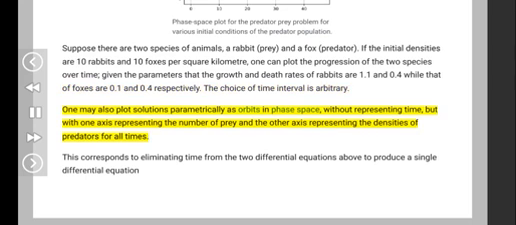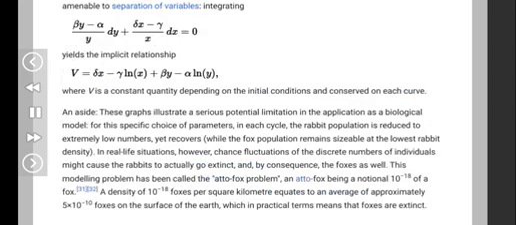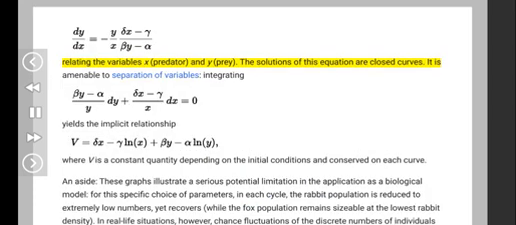One may also plot solutions parametrically as orbits in phase space, without representing time, but with one axis representing the number of prey and the other axis representing the densities of predators for all times. This corresponds to eliminating time from the two differential equations above to produce a single differential equation relating the variables x predator and y prey. The solutions of this equation are closed curves. It is amenable to separation of variables, and integrating yields the implicit relationship, where V is a constant quantity depending on the initial conditions and conserved on each curve.